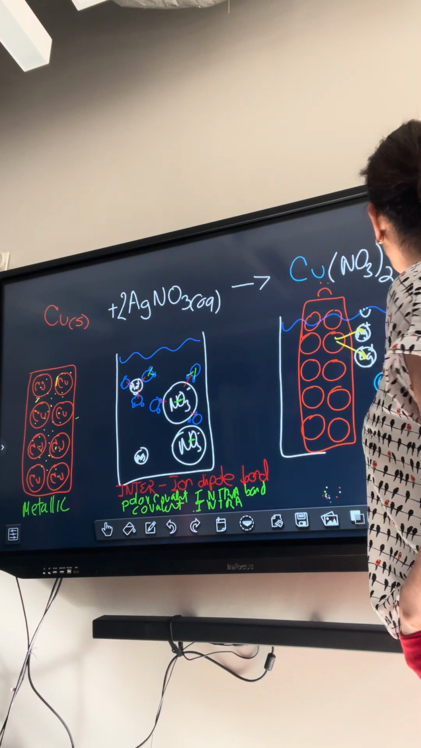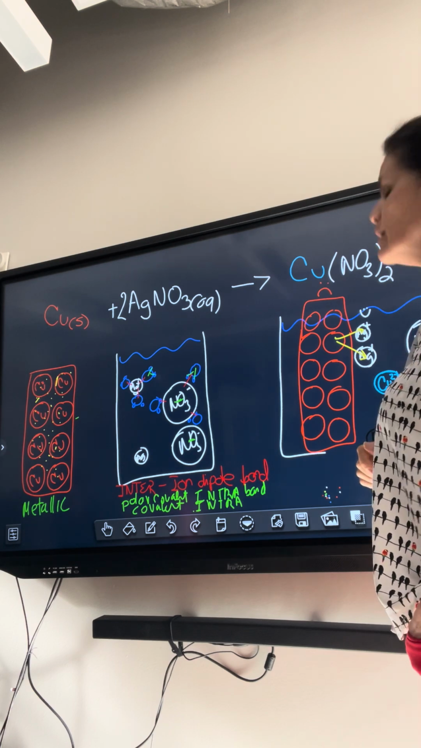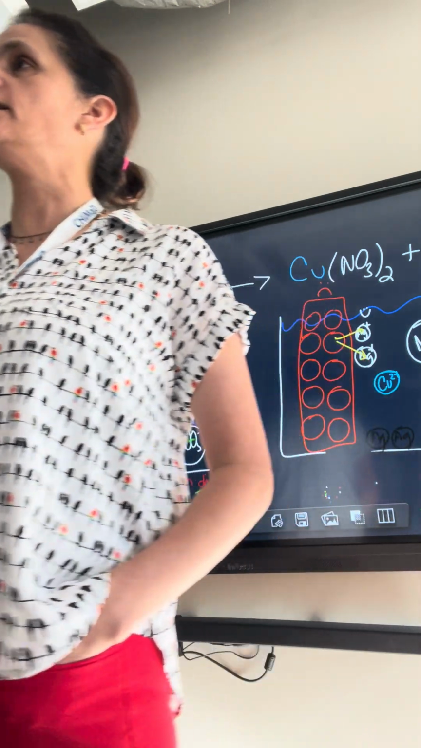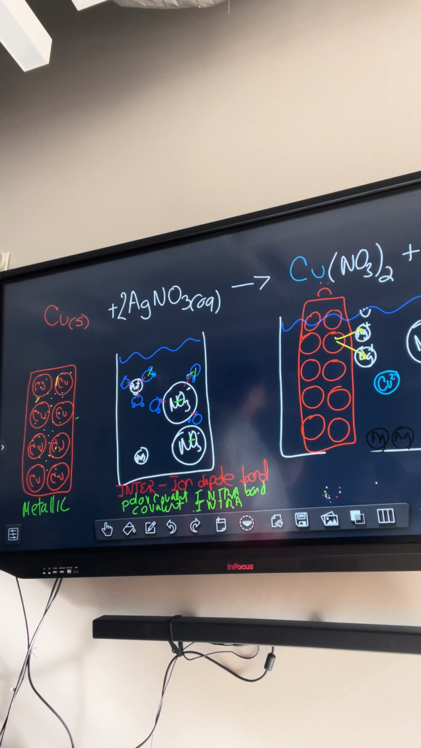And it so happens that the copper ion is blue, so you will be able to see a color change in the water. Once those coppers jump in the water, you will see that the water turns blue.